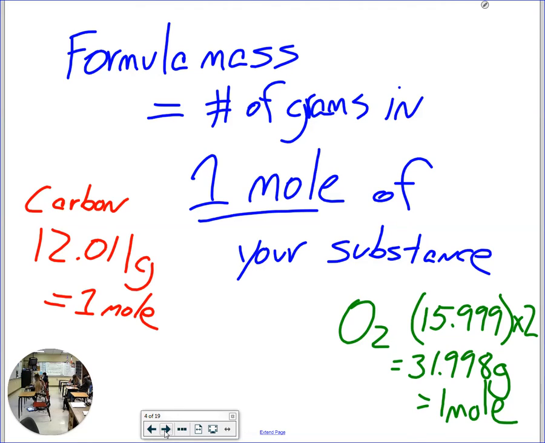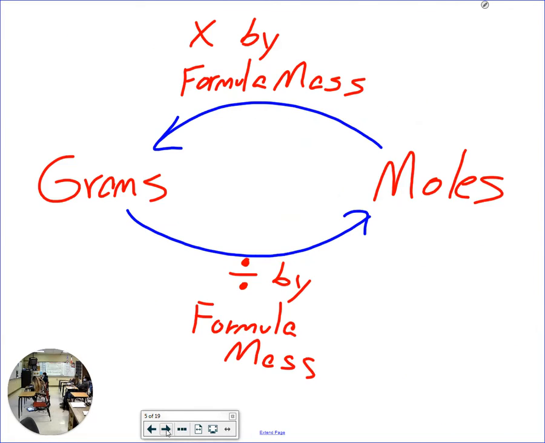So getting back to conversions, which is really what this whole thing is about. If you're looking for a conversion factor to get between grams of a substance and moles of that same substance, or moles of a substance and converting it to grams of that same substance, then you are going to be either multiplying or dividing by the formula mass, by the mole mass.